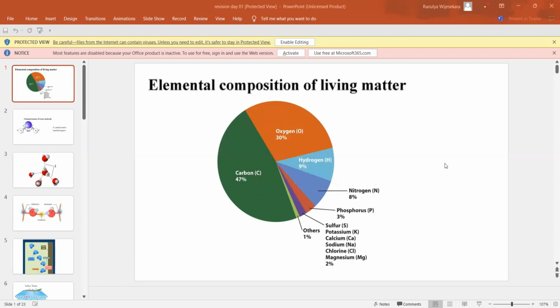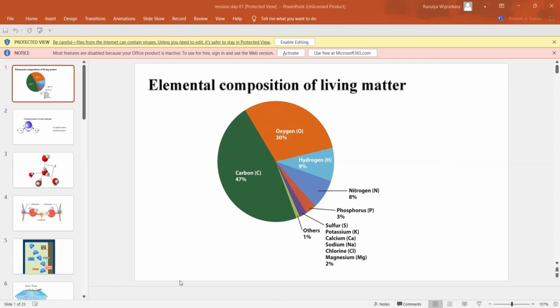The remaining 4% has calcium, phosphorus, potassium, sulfur, and trace elements. Trace elements means copper, chromium, fluorine, iodine, ferrous, molybdenum, manganese, selenium, about 14 of those. This is the elemental composition of living matter.